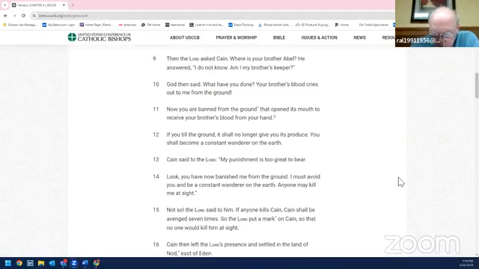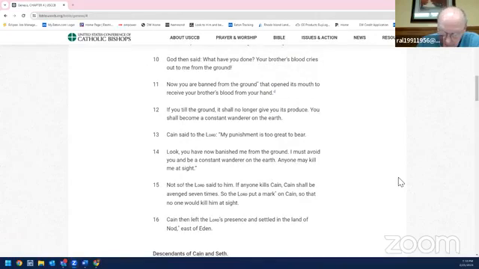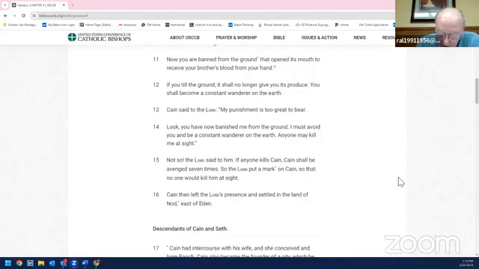God then said, "What have you done, Cain? Your brother's blood cries out to me from the ground. Now you are banned from the ground that opened its mouth to receive your brother's blood from your hand. If you till the ground, it shall no longer give you its produce. You shall become a constant wanderer on the earth." Cain said to the Lord, "My punishment is too great to bear. Look, you have now banished me from the ground. I must avoid you and be a constant wanderer on the earth. Anyone may kill me at sight."